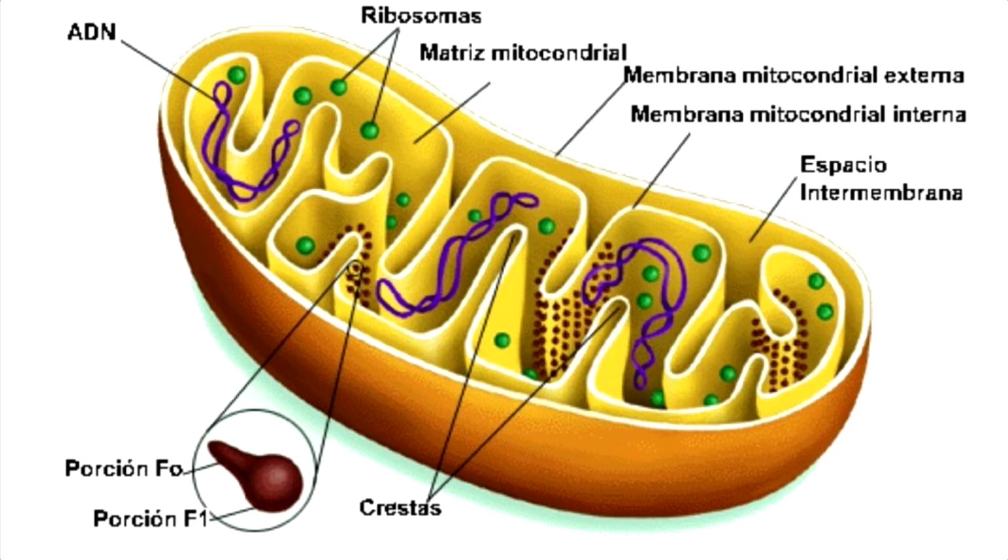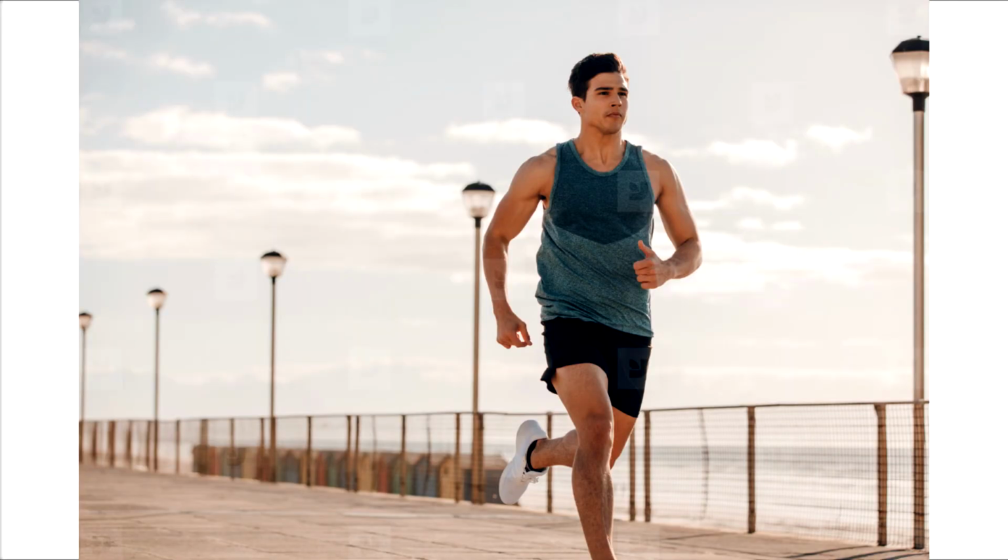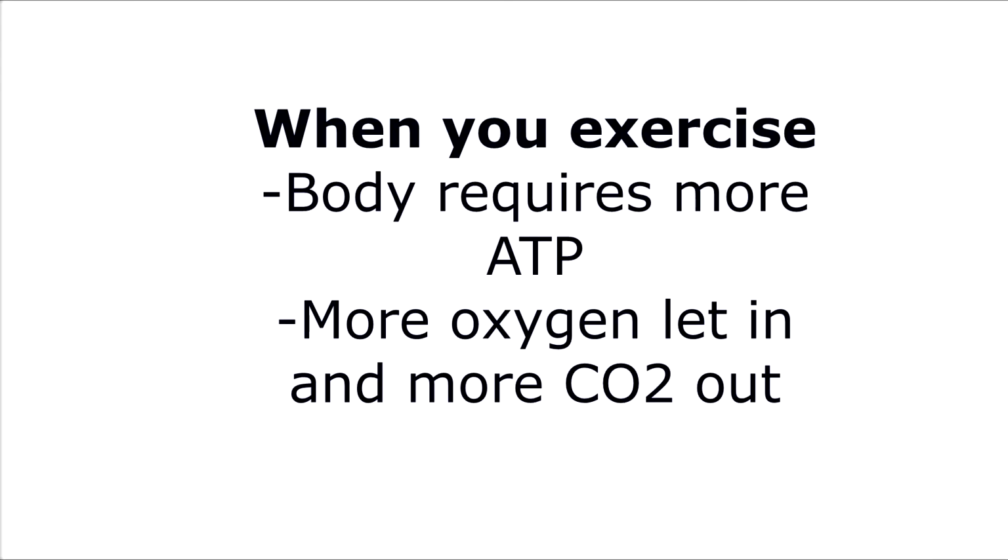The respiratory system not only helps with the balance of carbon dioxide and oxygen, but it also helps balance ATP production. For example, when you exercise, your body requires more ATP. Your body also takes in more oxygen and removes more carbon dioxide.